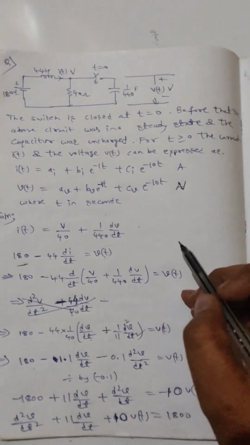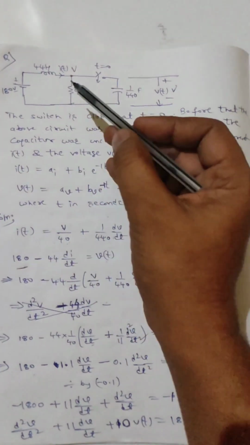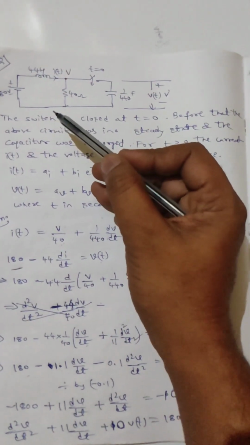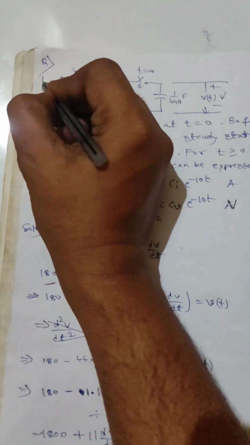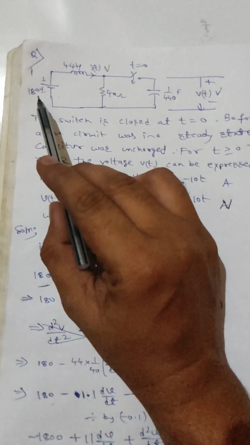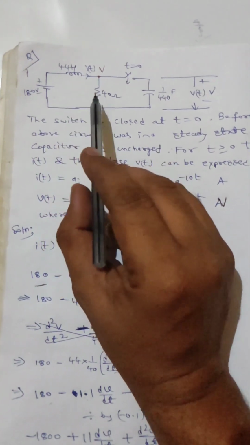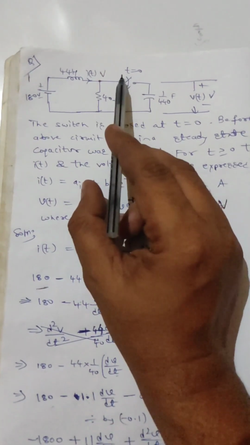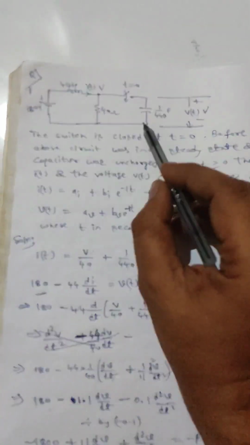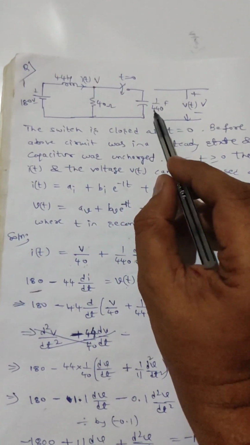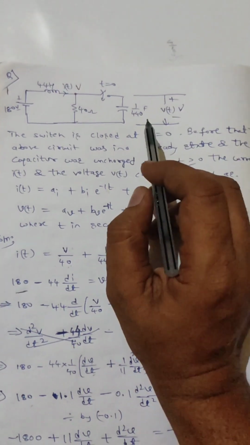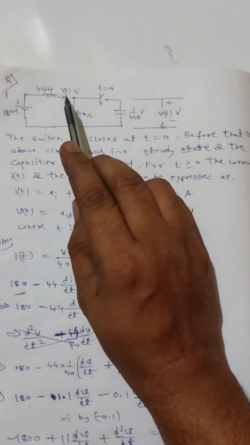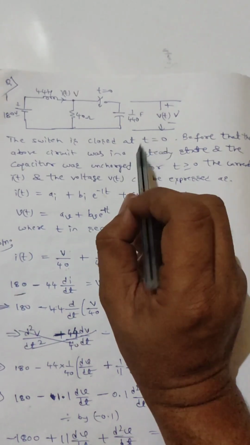In this video, I am going to explain a solution for assignment 3 of the NPTEL course. The subject is network analysis. We can solve the first numerical. They have given 180 volts, 44 henry inductance, 40 ohms resistance, and the switch is closed at t equals 0. The capacitance value is 1 by 440 farads, and the voltage across the capacitor is given as V of t volts. We need to find the I of t and V of t coefficients.